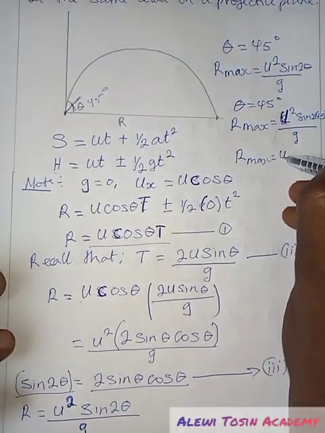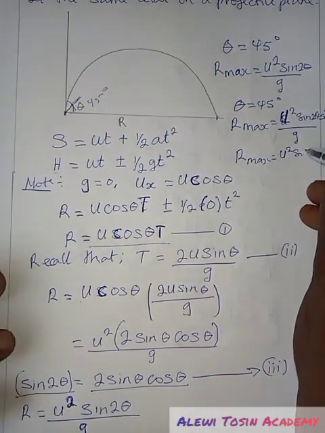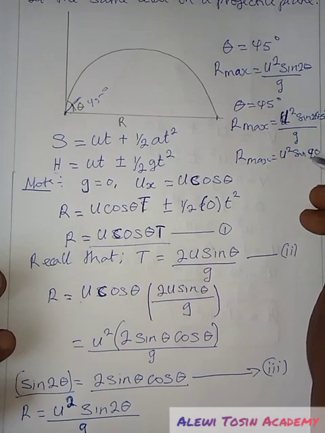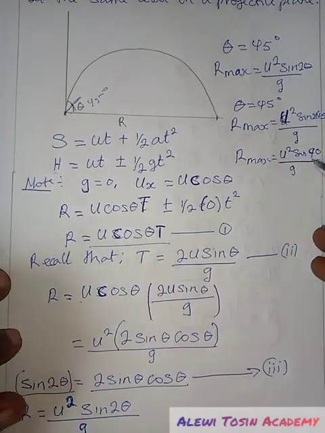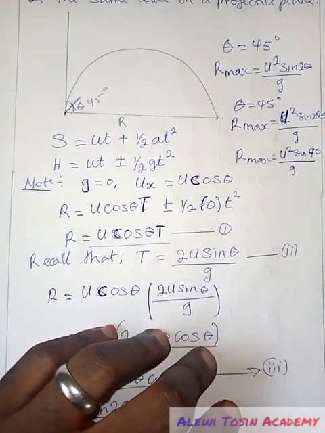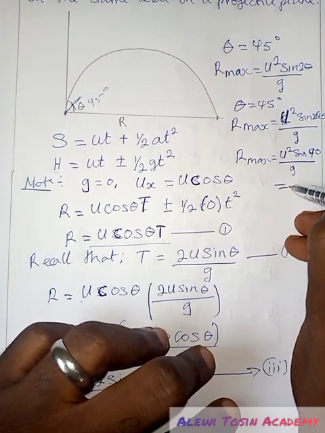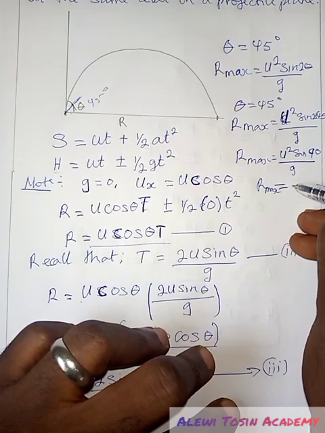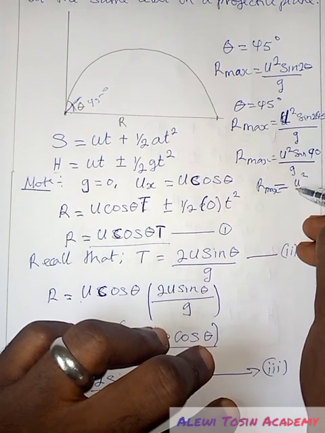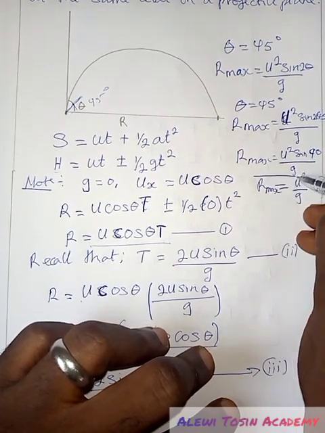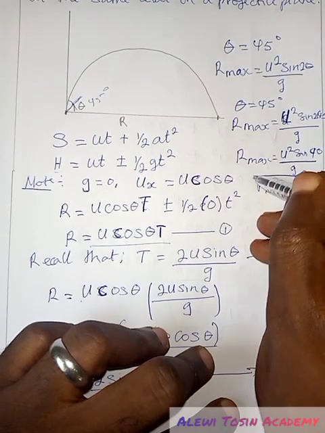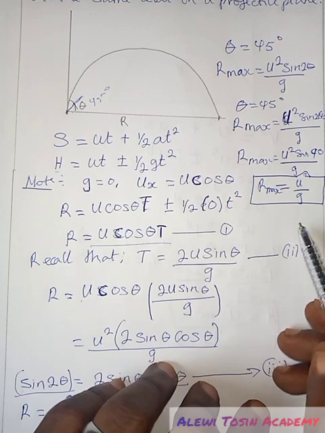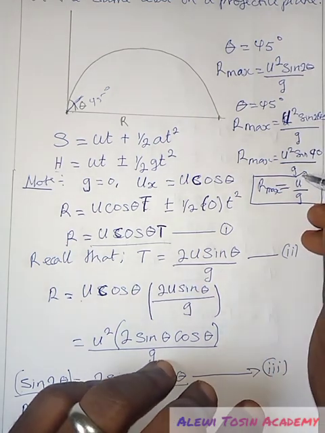So your R max will be equal to u square sine 90 over g. Note that sine 90 is 1. You can press the calculator for that. So your R max is equal to u square over g. That's the formula for maximum range: u square over g.